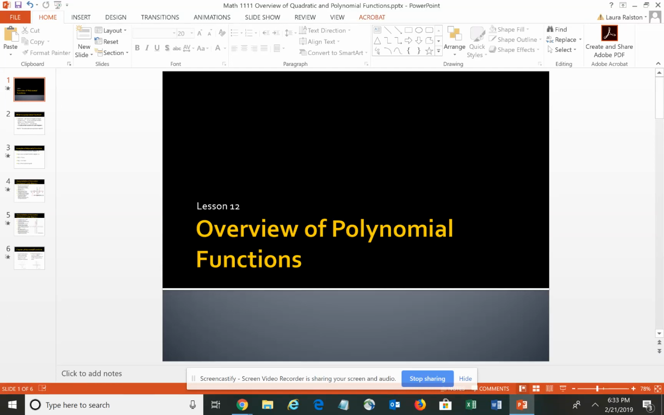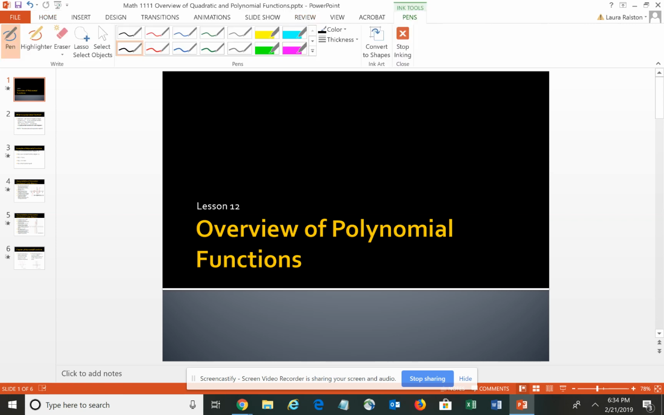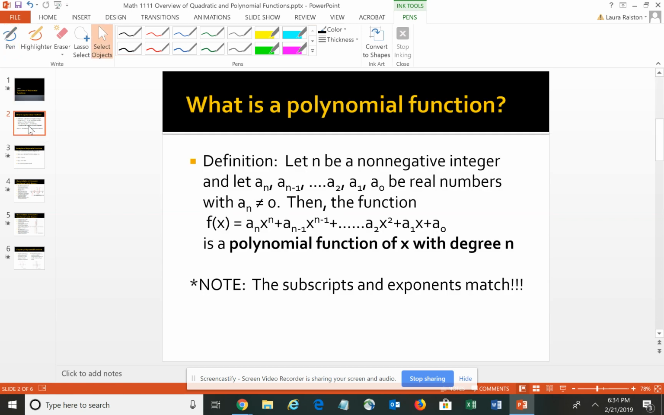I want to give you kind of an overview of Lesson 12, which is the topic is quadratic functions, polynomial functions, and rational functions. And I want to focus first on primarily the idea of polynomial and quadratic functions. And if we're going to talk about it, we need to first define what is a polynomial function. Well, the definition looks very daunting when you look at it, but hang on and I'll see if I can make it a little bit simple for you.